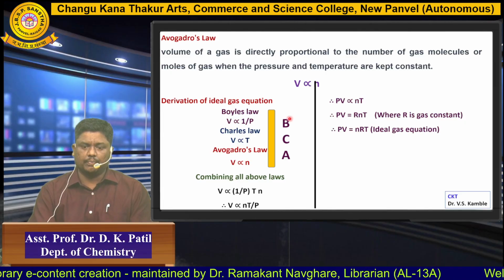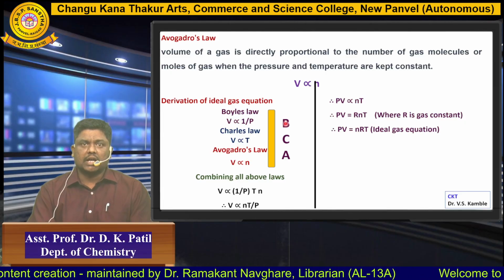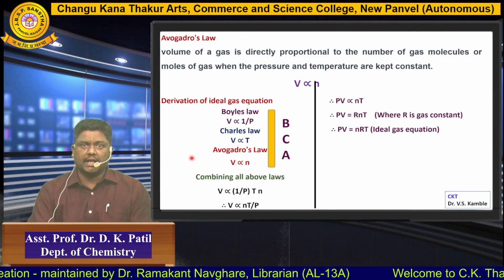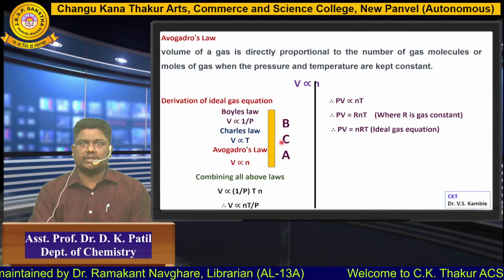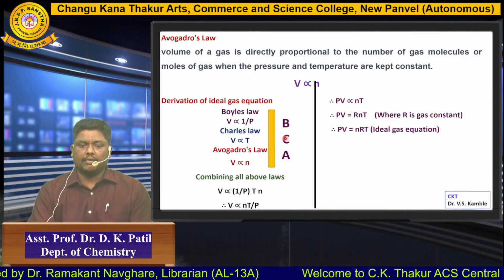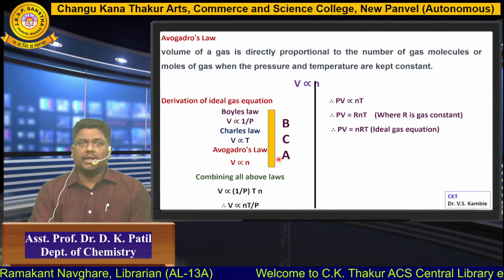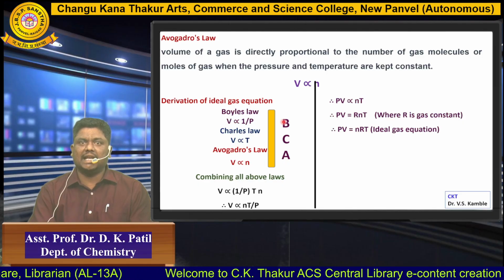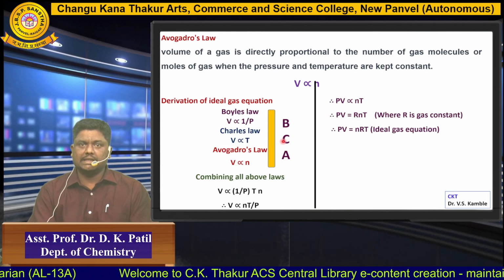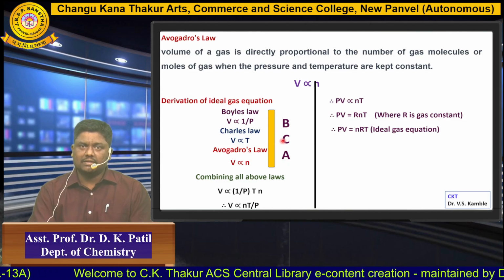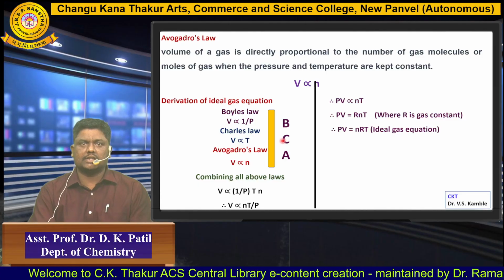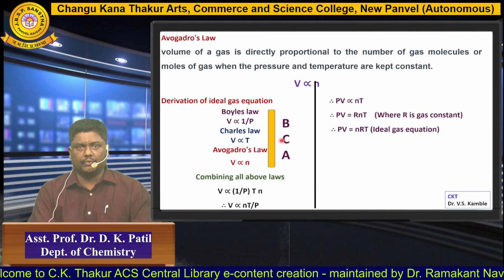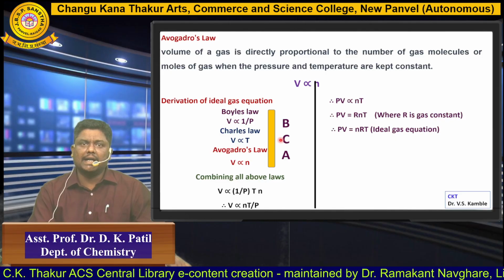Boyle's law stands for B. Charles law, V directly proportional to temperature. Charles stands for C. Avogadro's law, V directly proportional to n, A. So you can remember BCA. These three laws, that is Boyle's law, Charles law and Avogadro's law, are helpful to derive the ideal gas equation.